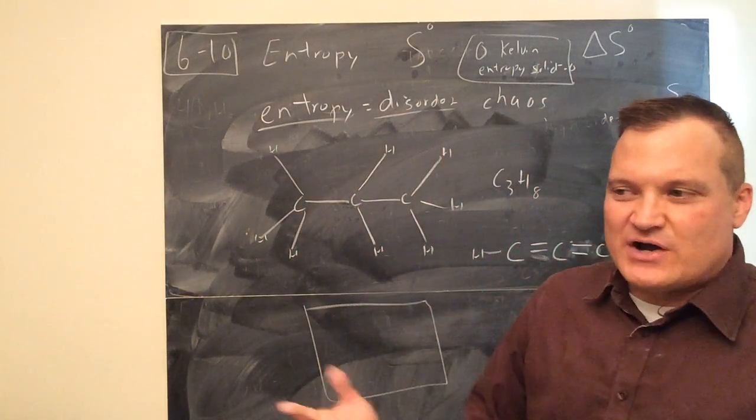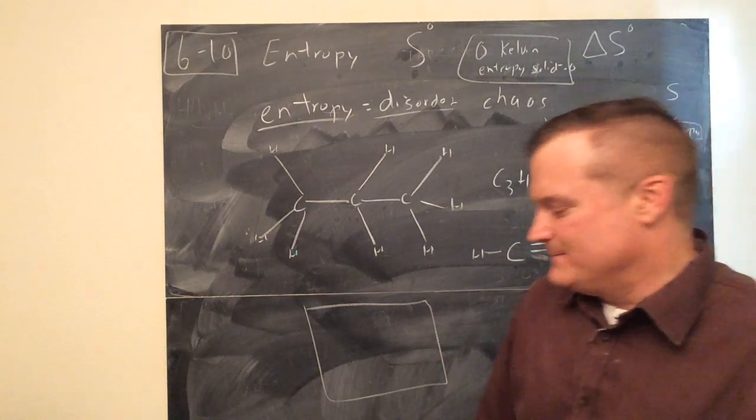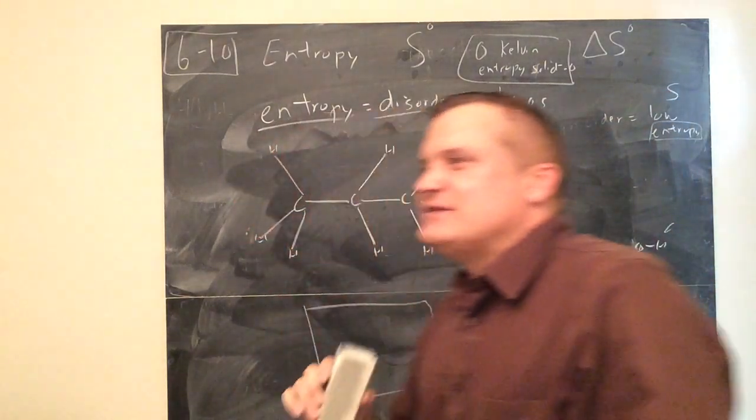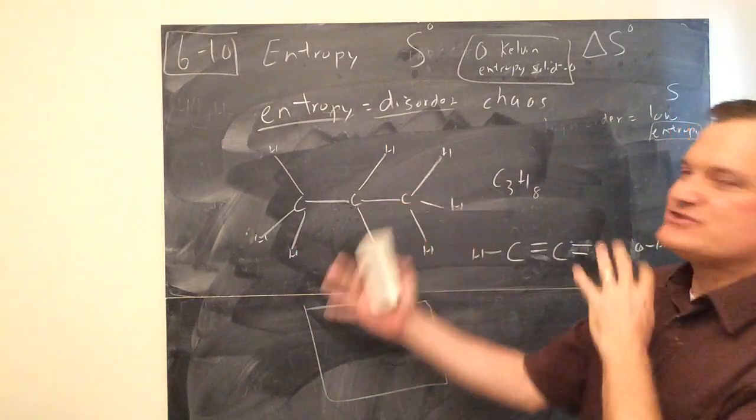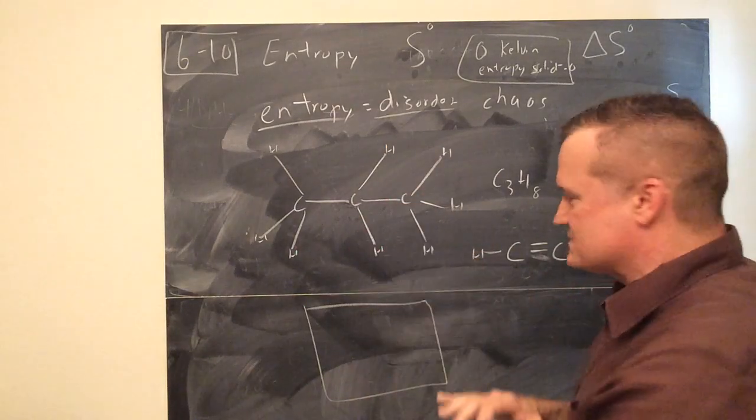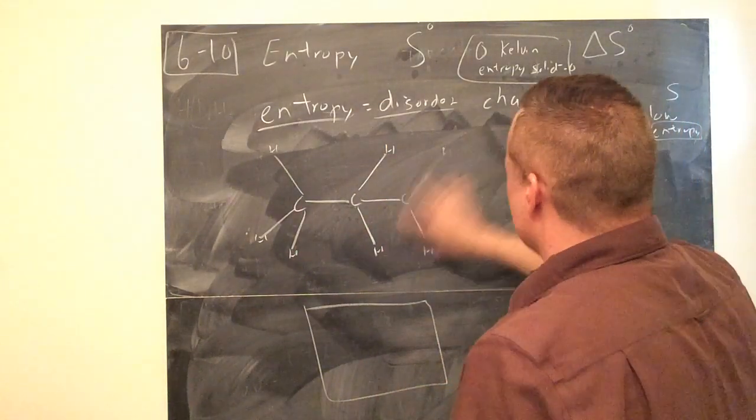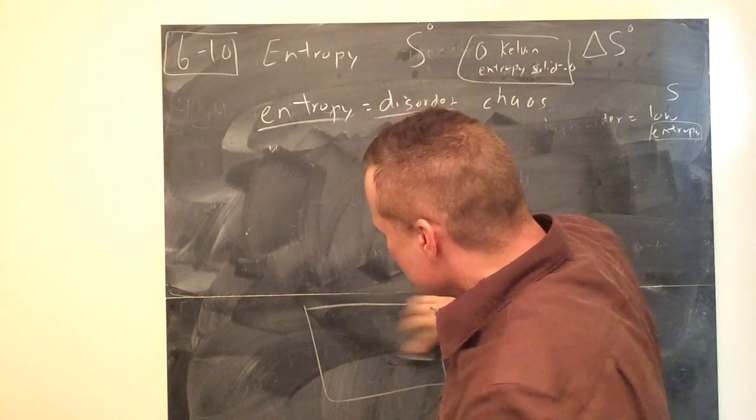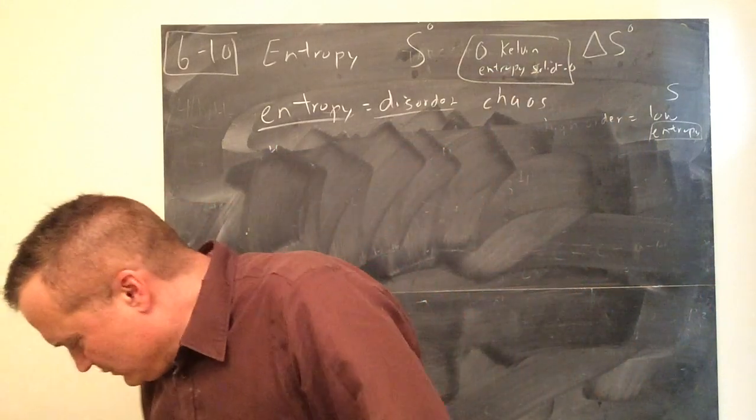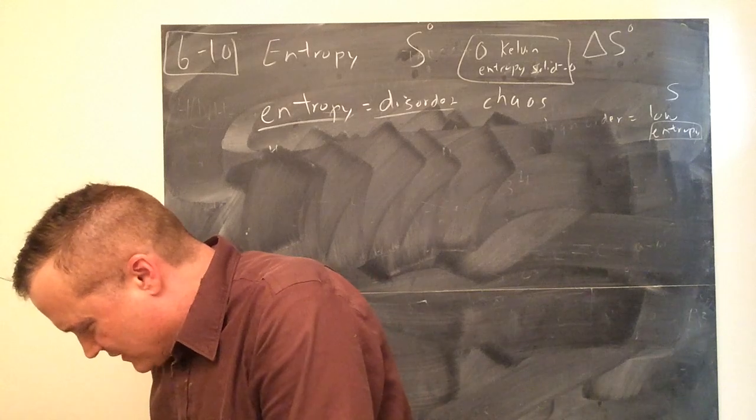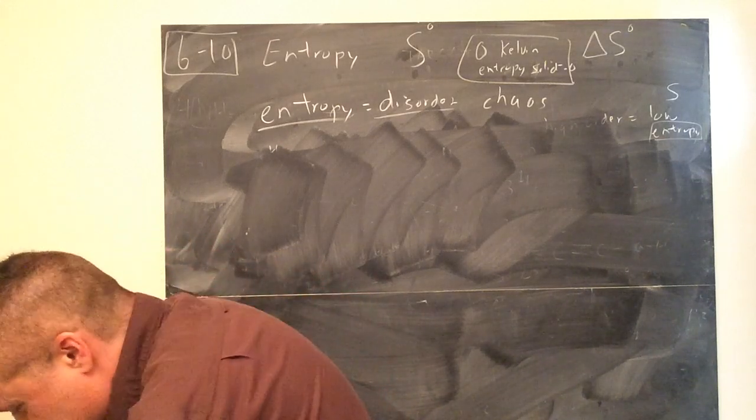Another one would be the number of electrons in a molecule. Having more electrons means you have more entropy. It has to do with how the electrons can be arranged on one side of the atom or molecule or another. Okay, so you would be able to look at these problems.